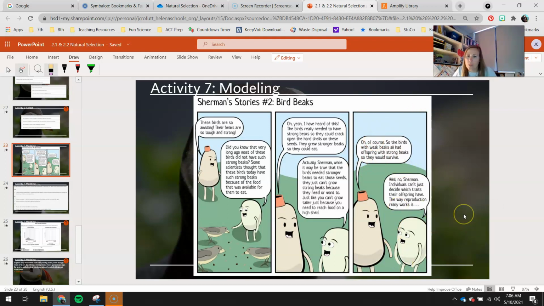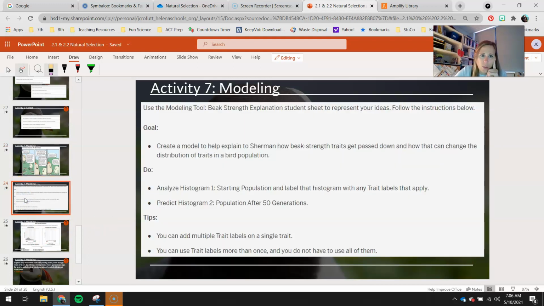So this guy responds, well, no, Sherman, individuals can't just decide which traits their offspring have. The way reproduction really works is... and you're going to address that using this modeling tool. So use the modeling tool, beak strength, explanation, student sheet to represent your ideas. Follow the instructions below. Your goal is to create a model to help explain to Sherman how beak strength traits get passed down and how that can change the distribution of traits in the bird population. So you're going to look at the histogram that I provided, starting population, and label that with any trait labels that apply. We have some new trait labels to look at this time.